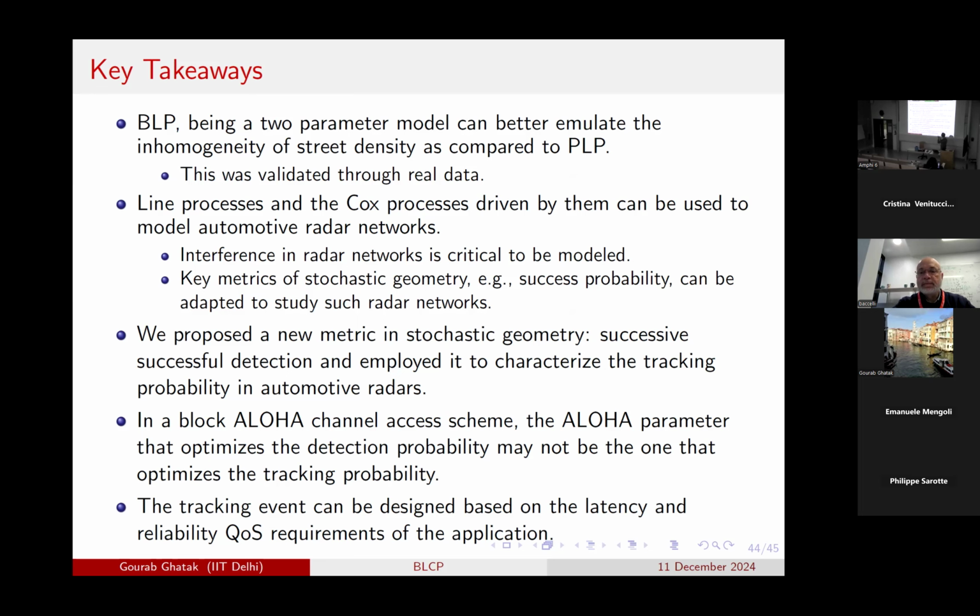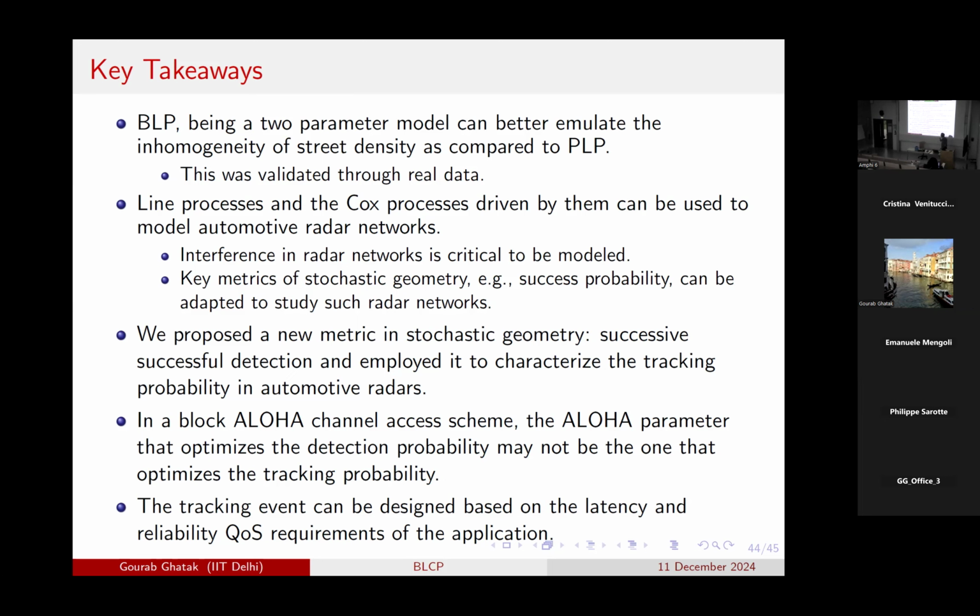We proposed a new metric, which to the best of our knowledge has not been studied yet. It's called successful detection, and we employed it to characterize the tracking probability of automotive radars. We also did work to model the controllability of control systems. In restless control systems, you need successive control inputs to be valid, because if you miss one control input, maybe you have to go back to the first state and then regain your track of observing the controllability. So we did the same modeling for that case as well.